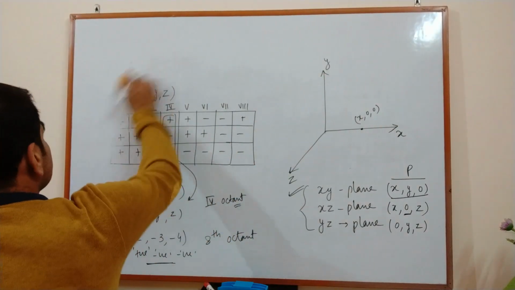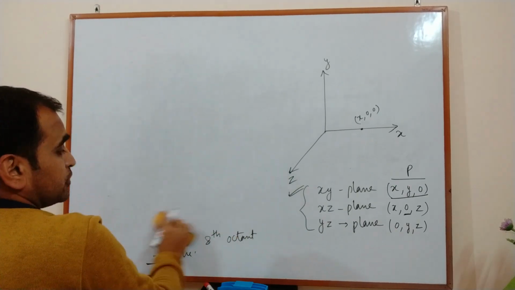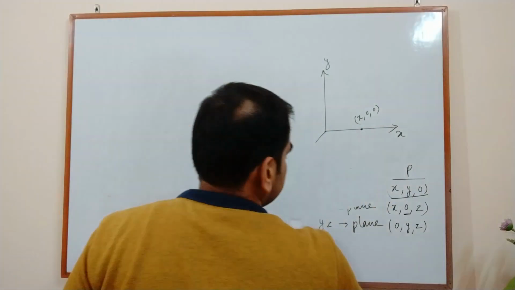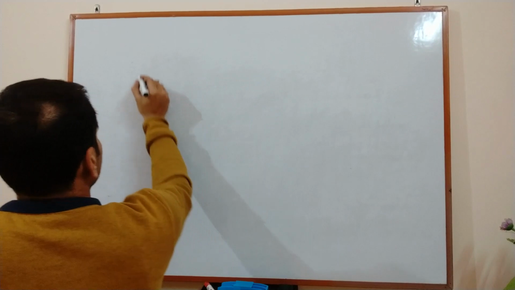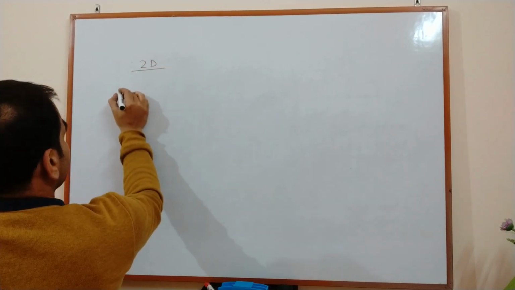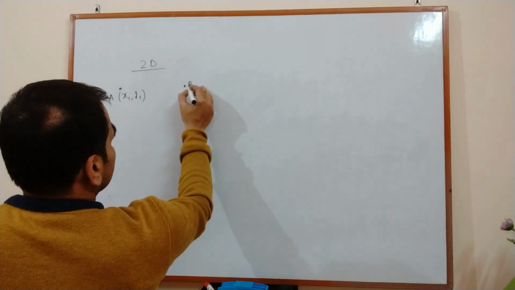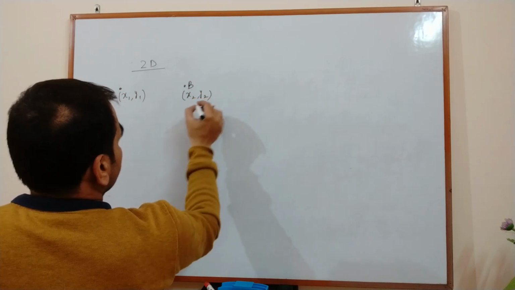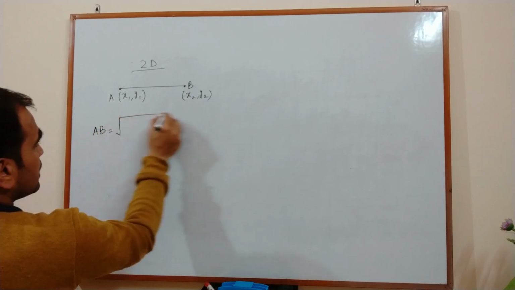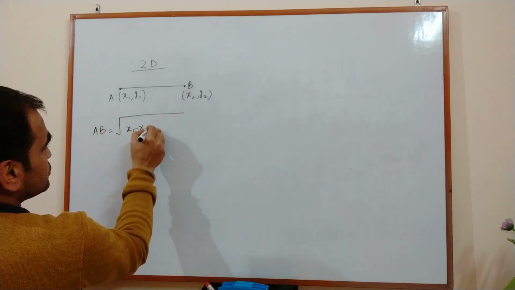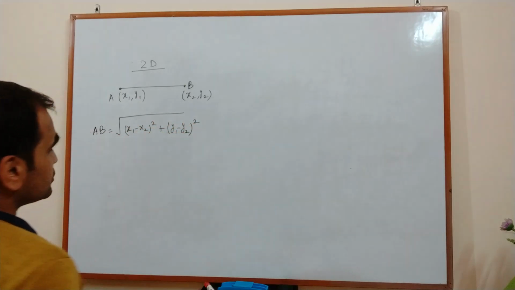Okay. So now let's come to the second exercise. And the second part of this chapter is the distance formula. Like we have a distance formula in 2D as well, if you want to calculate the distance between 2 points. So in 2D, if we are having a point A with the coordinates x1, y1, and there is another point B with the coordinates x2, y2, and if you want to calculate the distance between A and B, this distance can be written as under root of x1 minus x2 whole square plus y1 minus y2 whole square.